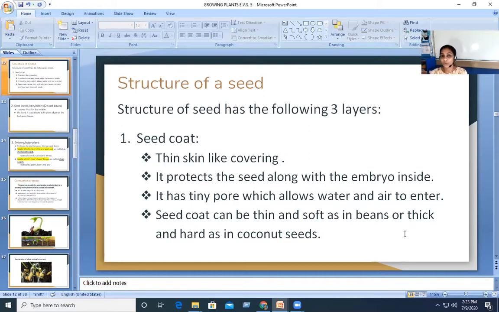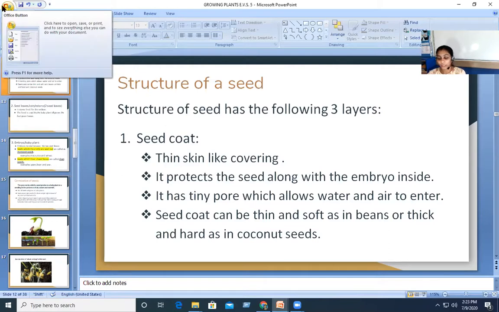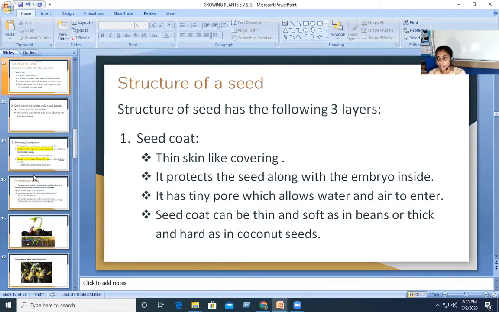So a seed coat is a thin skin-like structure which protects the seed and the embryo inside it. It has pores so that air and water can enter, and a seed coat can be thin and soft, or it can be hard and thick also. As in coconut, we have a hard, thick coating, whereas in beans or pears we can see it's very soft and thin. So this is about the first layer.